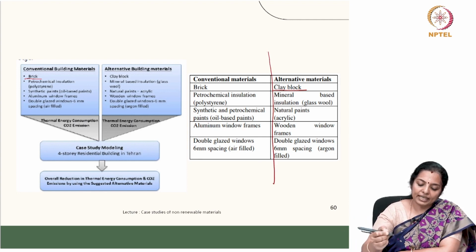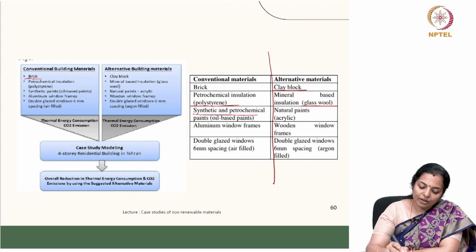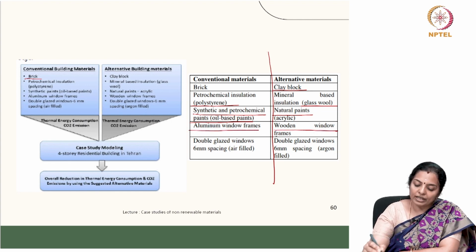What happens to the building or embodied carbon when you use polystyrene as an insulation material versus glass wool? Synthetic and petrochemical paints, which are oil based paints, versus natural paints. Aluminum window frame versus wooden window frames. Double glazed windows with an air gap in between and double glazed windows with a 6 mm spacing, which is argon filled.